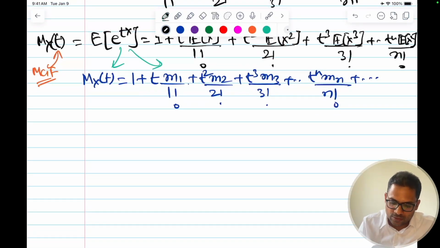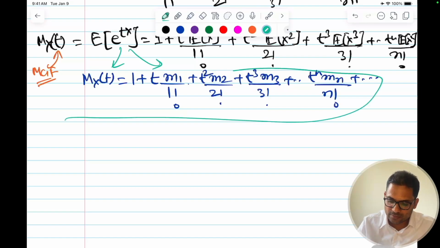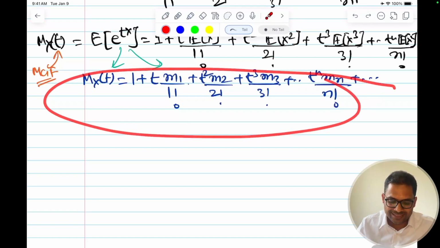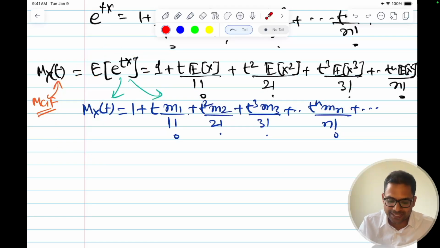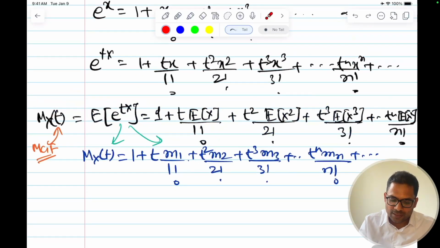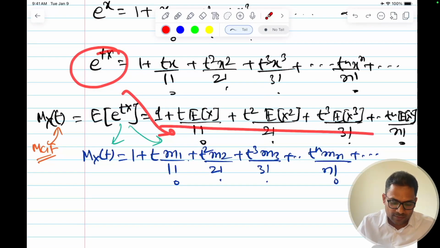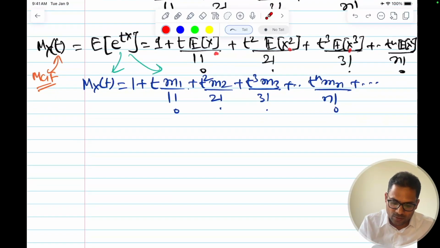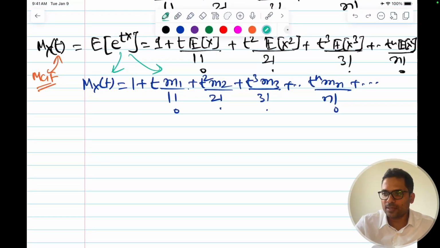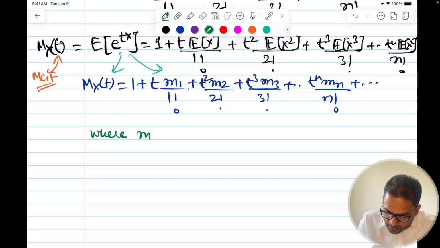So far so good. We know how this is linked to the moment. The moment is defined like this: the expectation of e to the power tx. We know what e to the power tx is. We expanded that, and then wherever x was there, that corresponding power became that moment. First moment, second moment, third moment. Let me write it down here, where m_n is equal to the nth moment.